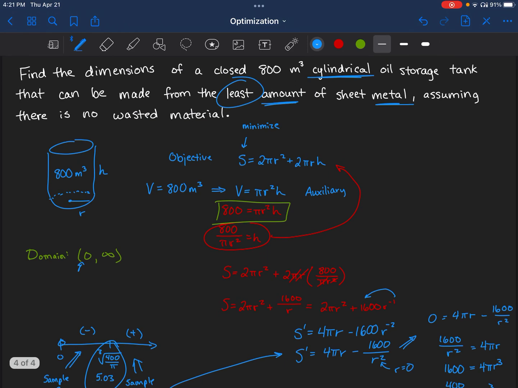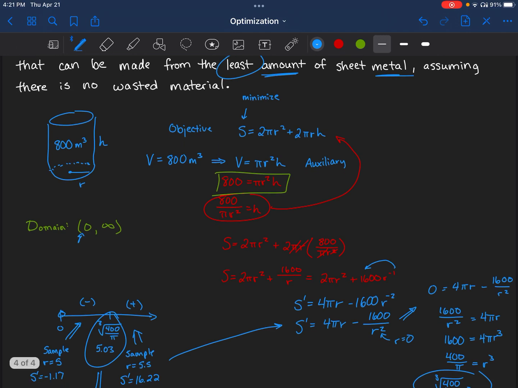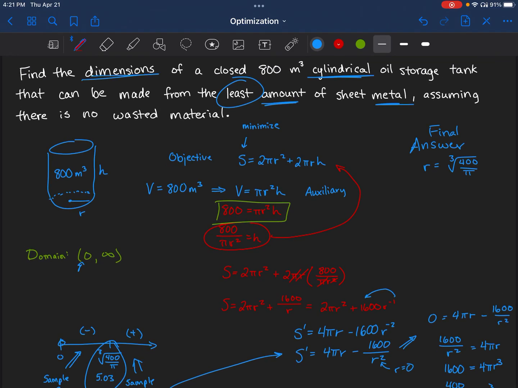Let me go back and read the rest of the questions. Find the dimensions of a closed 800 cubic meter cylindrical oil storage tank that can be made from the least amount of sheet metal, assuming there's no wasted material. I do have the radius, which is one of the things I need. Answer: the radius is the cube root of 400 over pi. But it wanted the dimensions, so I still need to go back and plug this in to find the height.